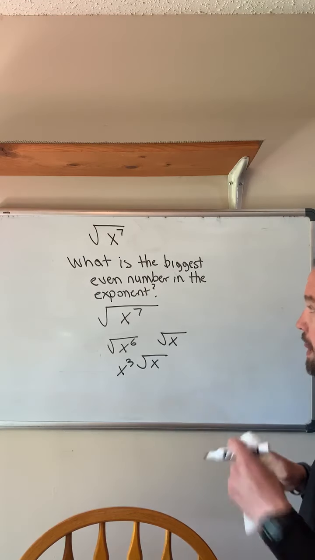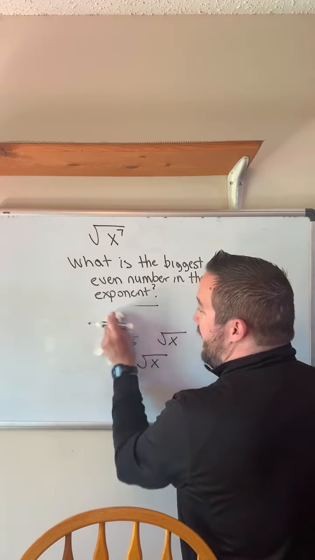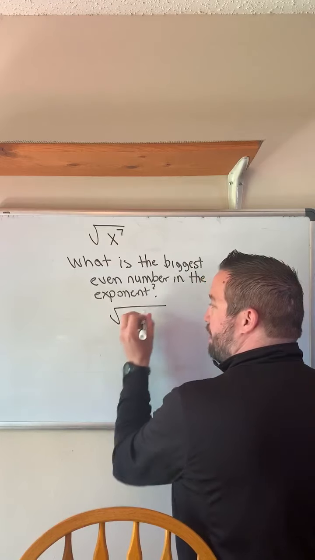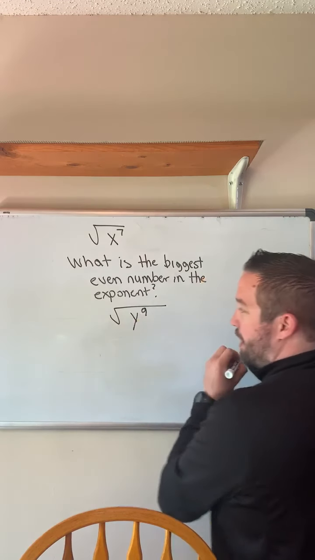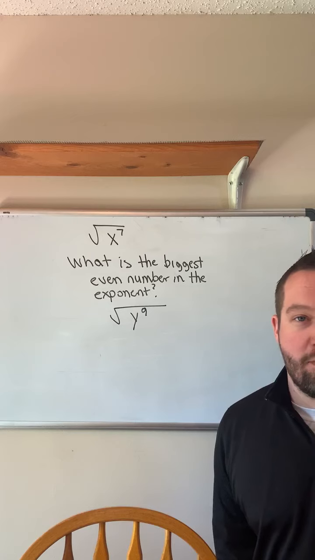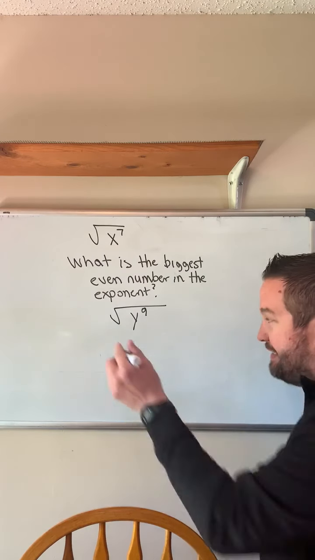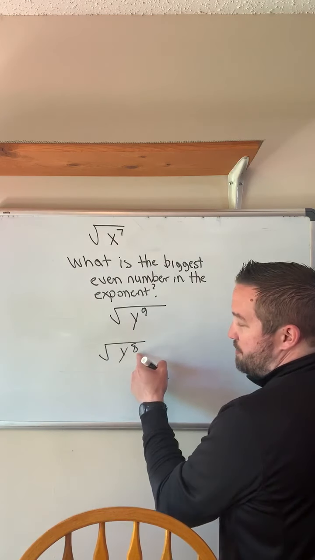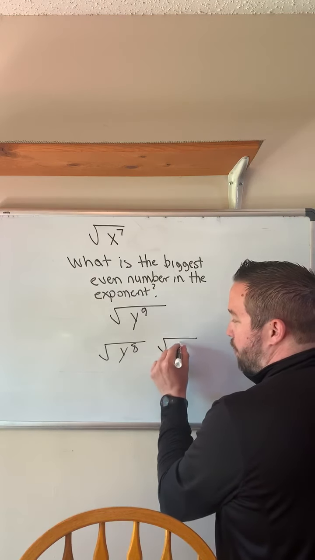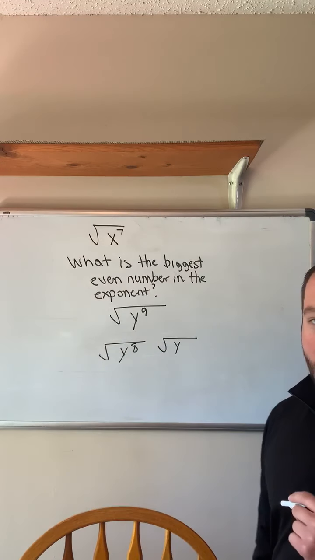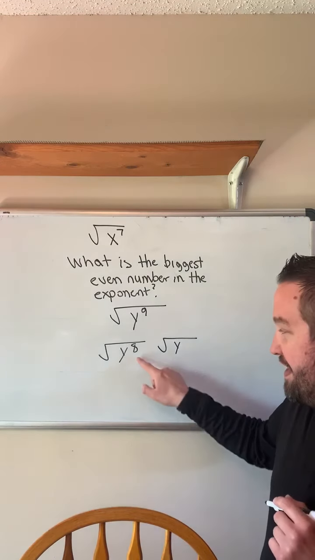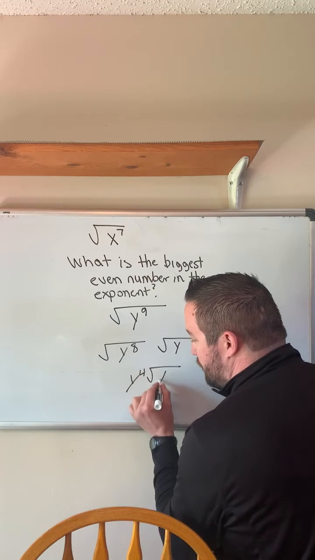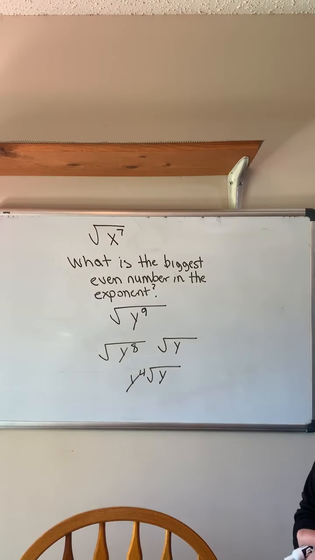That's it. So what if we had, let's just go with the square root of y to the ninth. Well, what's the biggest even number that lives inside 9? That's going to be 8. So I have the square root of y to the eighth. If I've used up 8 of those 9, I have 1 more left. Well, what's half of 8? It's 4. So I've got y to the fourth, square root y, done. That's it.